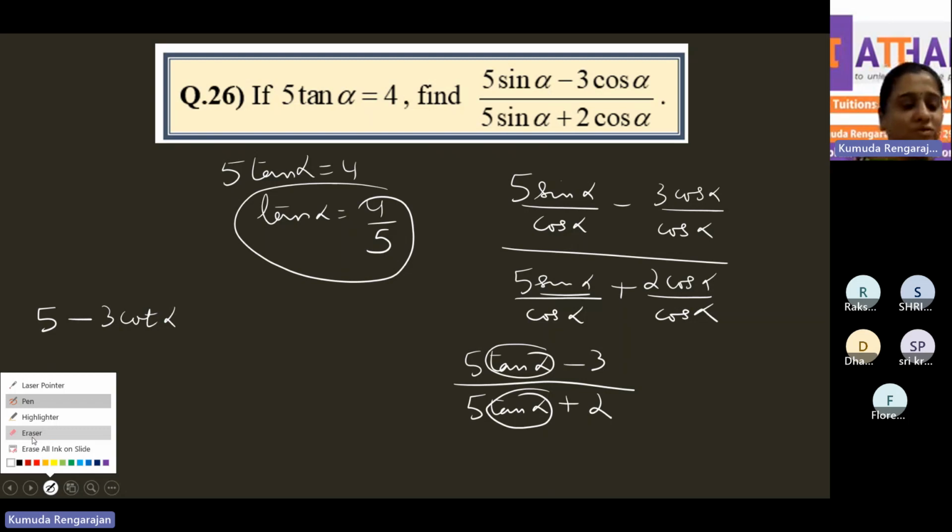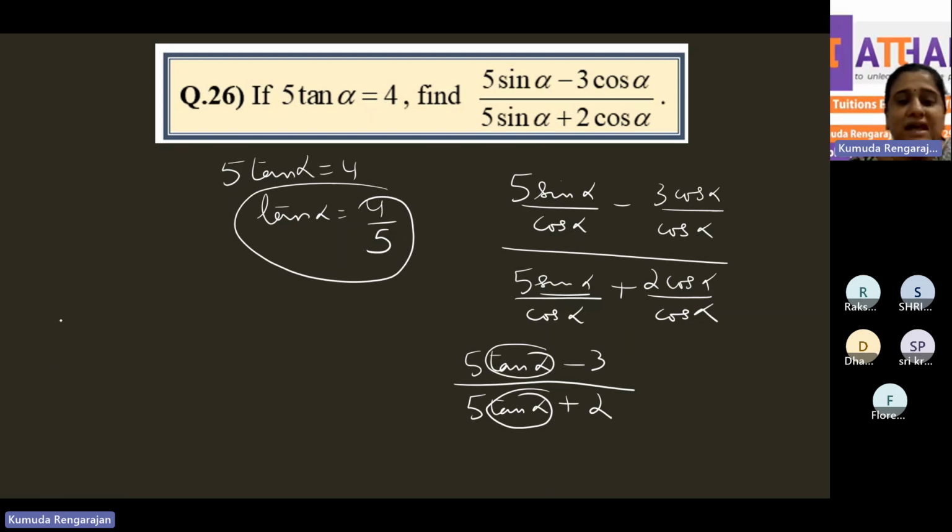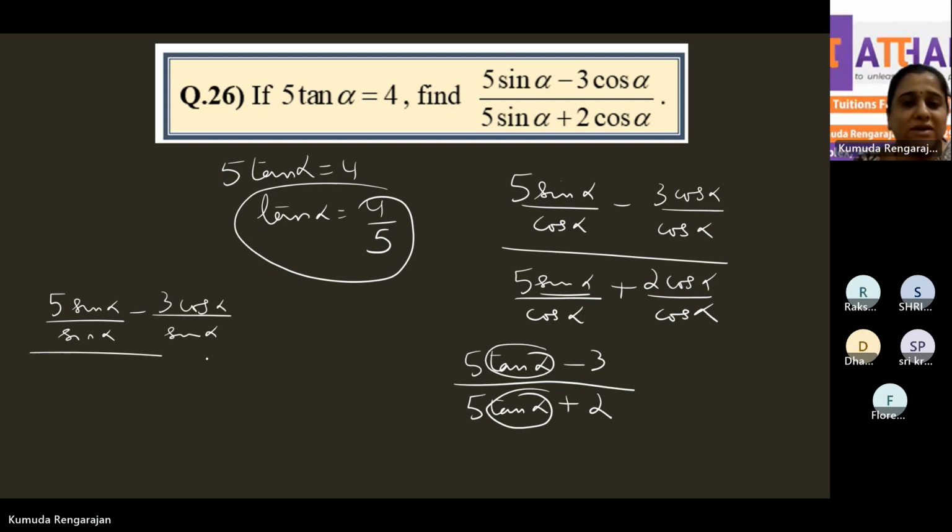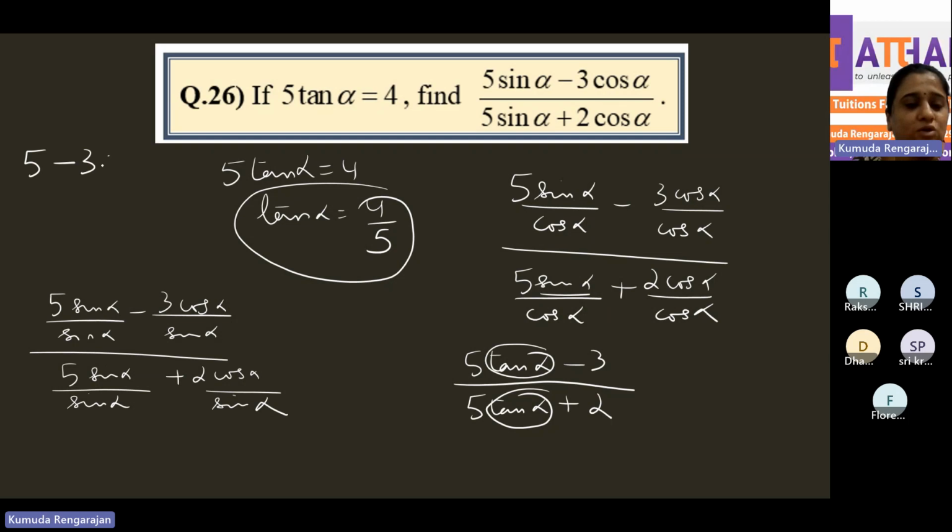We are now dividing, online students, the numerator and denominator by sine alpha. 5 sine alpha by sine alpha minus 3 cos alpha by sine alpha, divided by 5 sine alpha by sine alpha plus 2 cos alpha by sine alpha. So this becomes 5 minus 3 cot alpha divided by 5 plus 2 cot alpha. If tan alpha is 4/5, cot alpha is 5/4. So you can substitute 5/4 here and get the value.